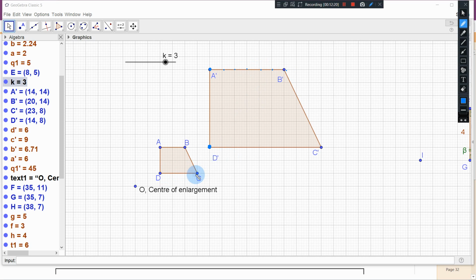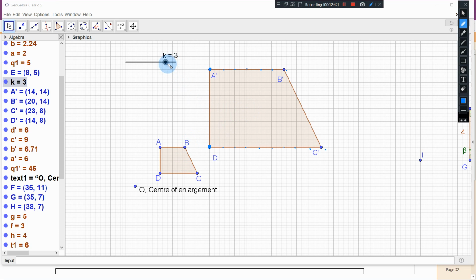From here to here is 3. The scale factor is 3. 3 times 3, you will get 9. 1, 2, 3, 4, 5, 6, 7, 8, 9. So this is another way to help us draw the image of an enlargement. The image of an enlargement will always be similar to its object.